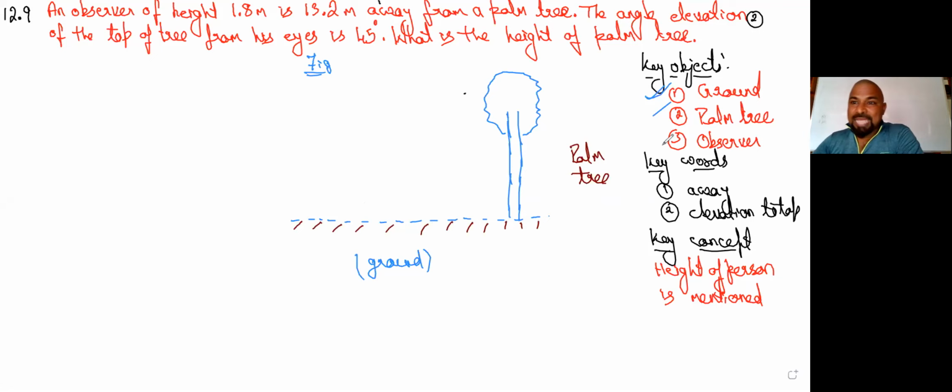And what is the other thing? Let us go for the other person. He is nothing but the person who is standing. So the person standing there is the third object. So three things we have drawn: the ground, the palm tree, and the observer. These are the three things we have done.